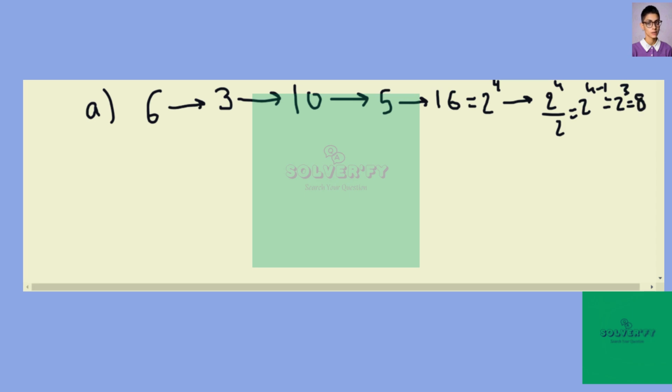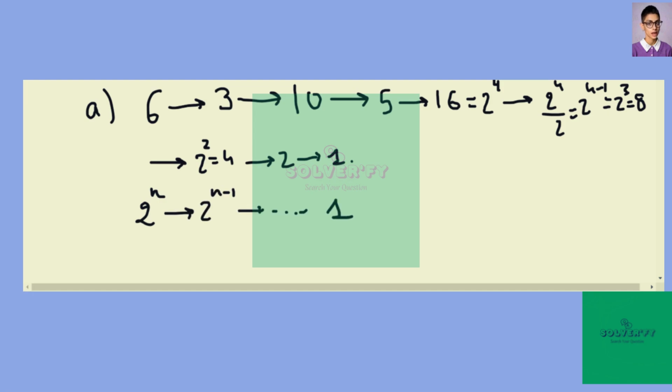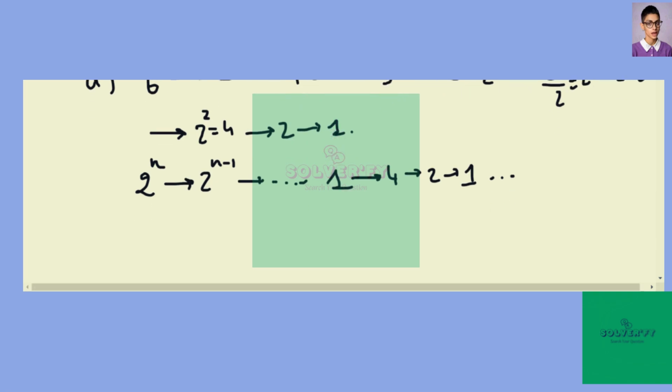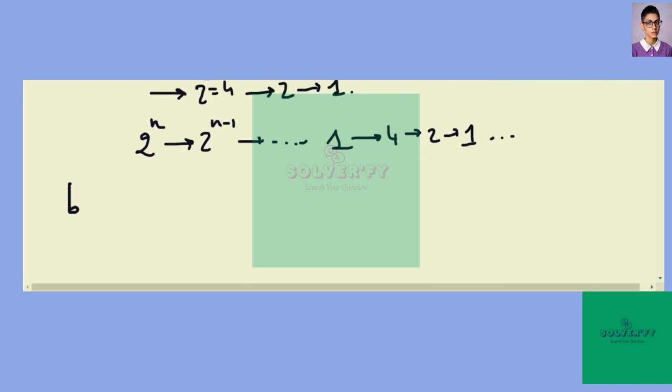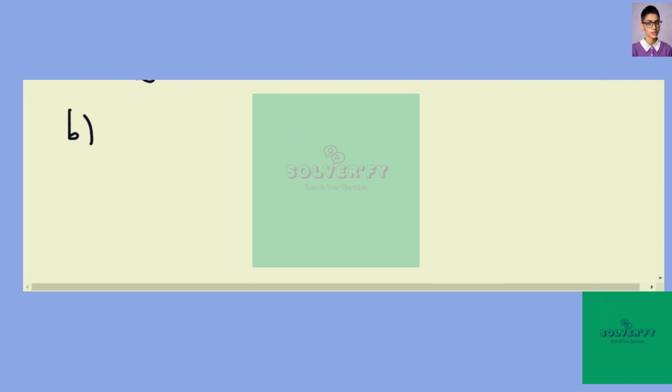And 8 again is even, and dividing 2 to the power of 3 by 2 gives you 2 to the power of 2, which is 4, and so on and so forth. And you can generalize this. As soon as you hit 2 to the power of n, then you get 2 to the power of n minus 1, and so on, until you reach 1. And obviously, as soon as you hit 1, you go back to 4, and then 2, and then 1, and so on. Okay? Now, the chain for the second number is slightly longer, but it's the same process.